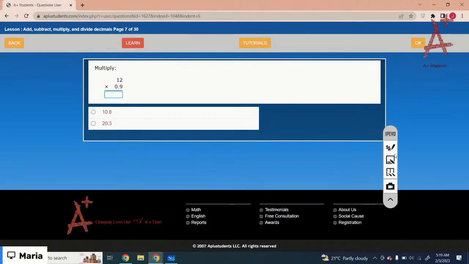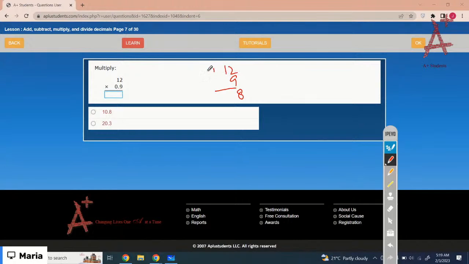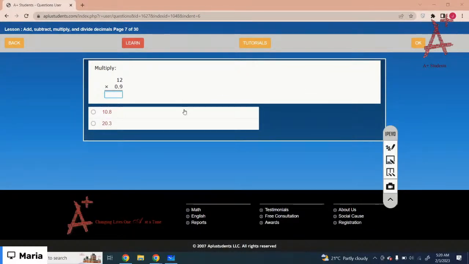Okay, the next one is 12 times 0.9. So just do 12 times 9. 9 times 2 is 18 and 1 carry. 9 times 1 is 9 and 1 is 10. So just one factor has a decimal point, got it? And it is one decimal place in it. So that means you have to move the decimal point just one place left. So it would be 10.8. Got it? The correct option is 10.8. So just select the correct option, then click on the OK button.